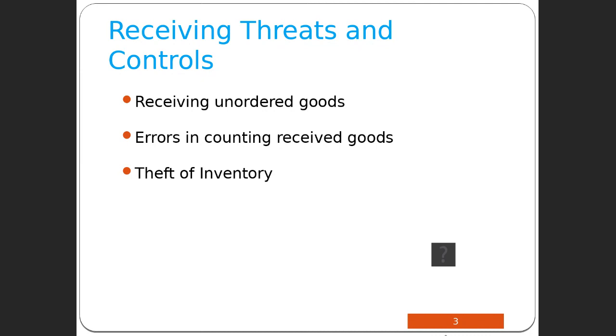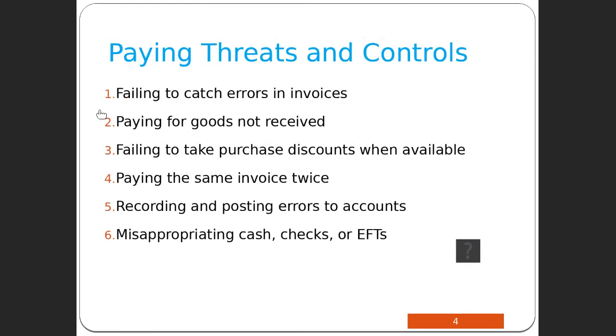Okay. Now, this is the second step. The third step, the third activity, is paying for the goods. And the first threat is failing to catch errors in the invoices. So when you get the invoice, you might get a bill that has an error. The amount may be wrong, the quantity may be wrong. So this could cause you to pay for goods that you did not receive, or pay more for the same item that is not for the same price in your ordering catalog.